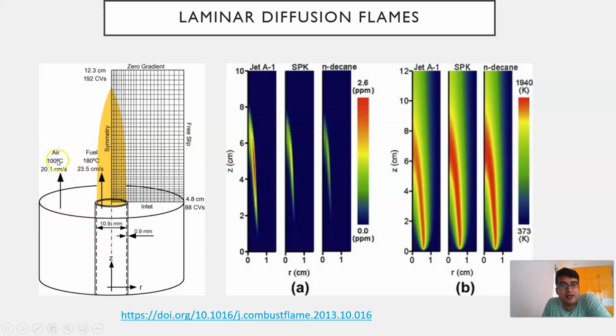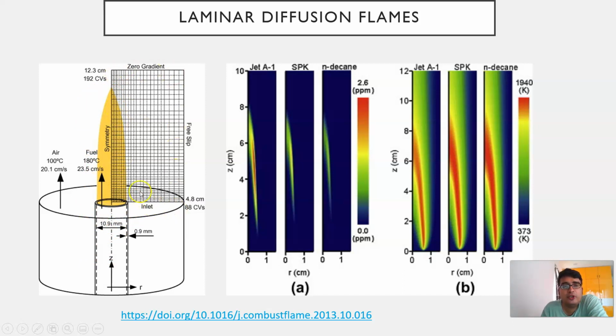Air is coming out at 100 degrees centigrade and 20 centimeters per second. Fuel is coming out at 180 degrees centigrade, so it's a heated fuel, at 23.5 centimeters per second. The reason it's heated is because the fuel you are trying to burn is originally a liquid fuel, so it's being pre-vaporized. Jet A, which is a jet fuel, SPK, another jet fuel, and n-decane, a compound present in jet fuel or aviation fuel. So different types of compounds commonly found in jet fuels are being vaporized and flowing through this fuel tube. And this is the diffusion flame front.